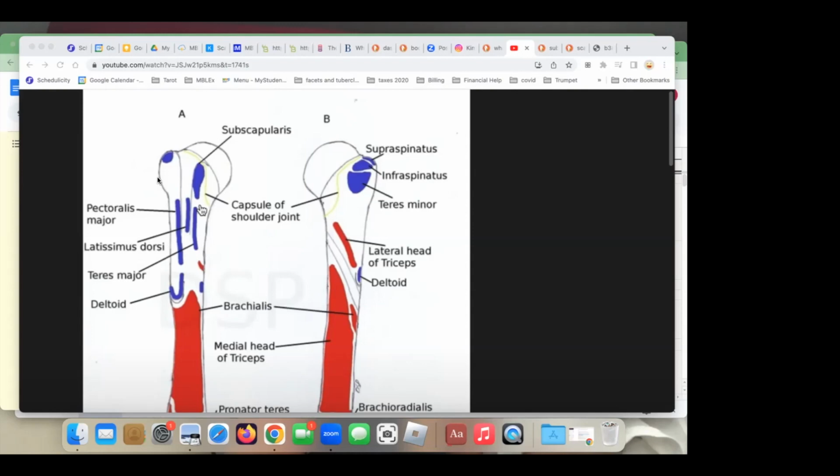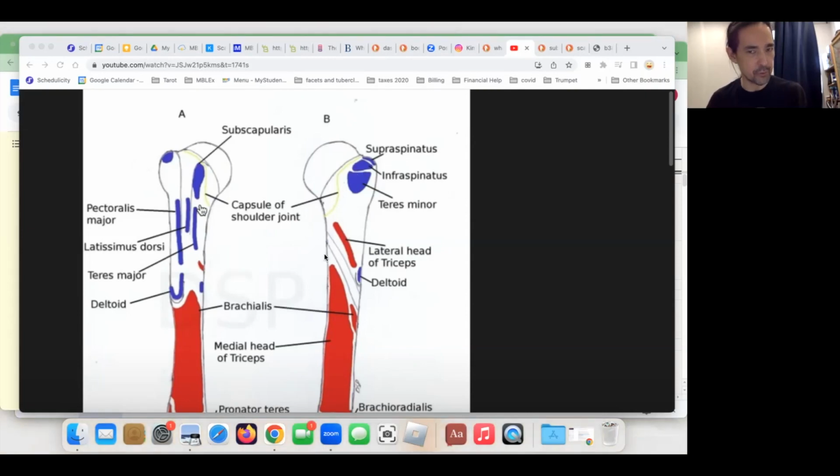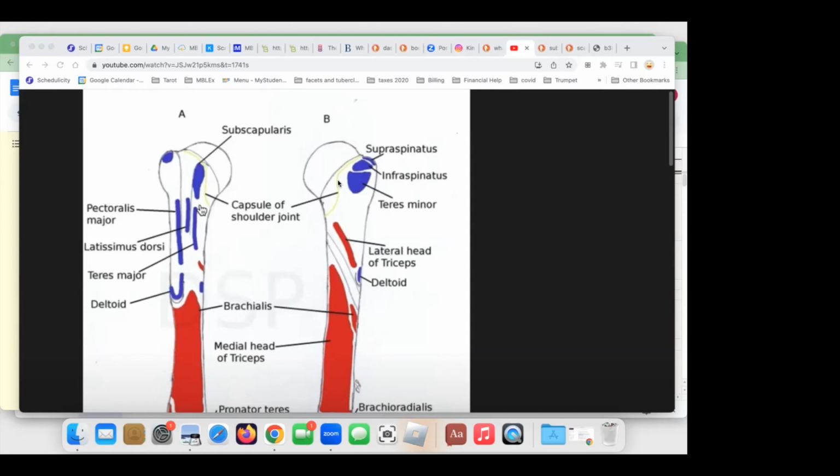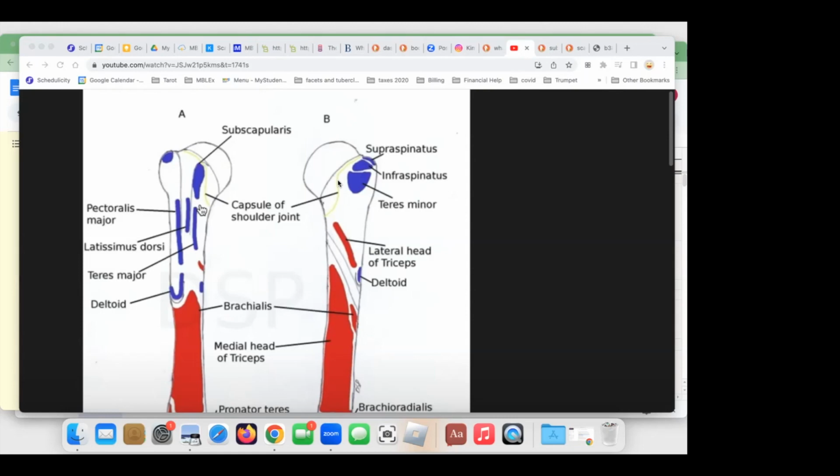B is the back, is posterior. This view is seeing the posterior. And the back is the posterior. Did I answer your question? Is the back the posterior? Yes, the back is always the posterior.